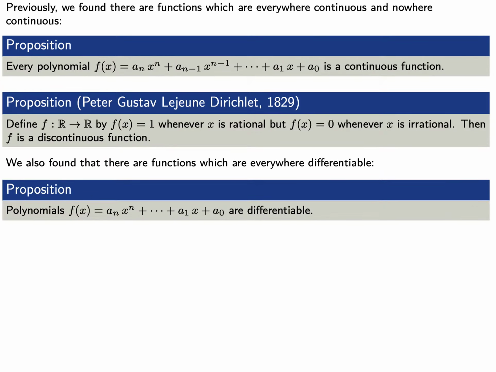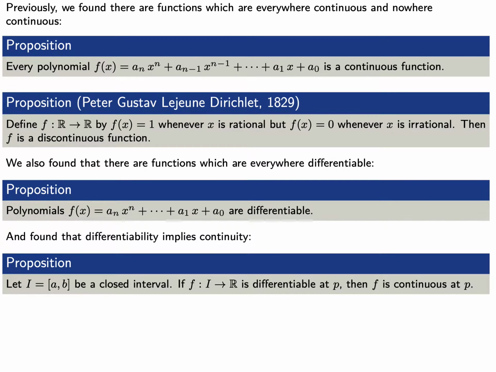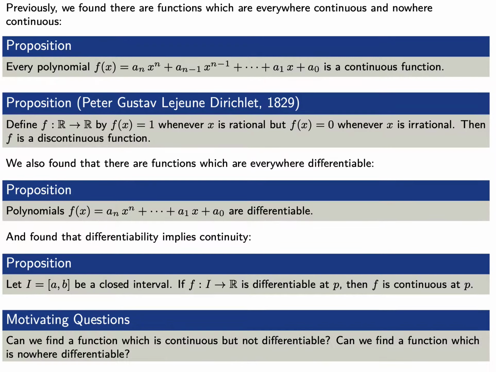For example, polynomials are everywhere differentiable. And we found that differentiability implies continuity. That is, let I be a closed interval. If f is a function on this closed interval which is differentiable at a point P, then f is continuous at this same point P.